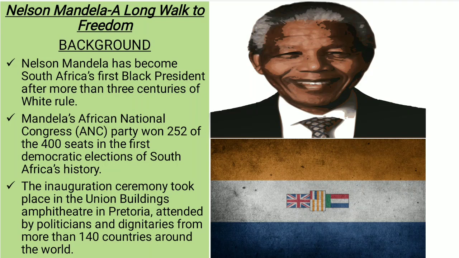Nelson Mandela has become South Africa's first black president after more than 3 centuries of white rule. Mandela's African National Congress Party won 252 of the 400 seats in the first democratic elections of South Africa's history. The inauguration ceremony took place in the Union Building Amphitheatre in Pretoria, attended by politicians and dignitaries from more than 140 countries around the world. More than 100,000 South African men, women, and children of all races sang and danced with joy at the inauguration ceremony of Nelson Mandela. Now, let's switch on to the theme.